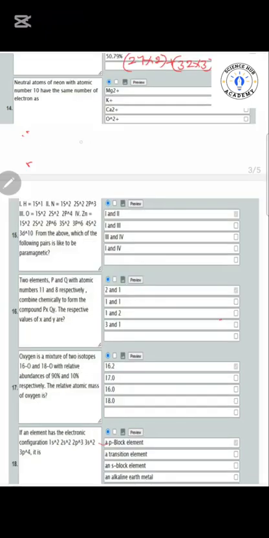Now, as for question 14, which says the neutral atom of neon with atomic number 10 has the same number of electrons as. So let's look at, for example, O2+, atomic number of oxygen is 8. So here oxygen is losing 2 electrons, so the number of electrons has become 6. So this is going to give us 2, 4, right? So that of oxygen is 2, 4, and that of calcium, which has atomic number of 20, losing 2 electrons, so that will be 18 electrons, so that will be 2, 8, 8. Then this of potassium, atomic number of 19, losing 1 electron, that's 18 electrons, 2, 8, 8.